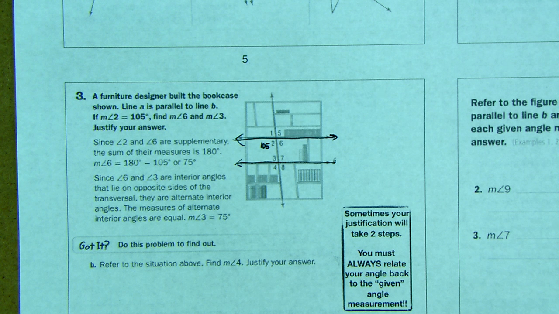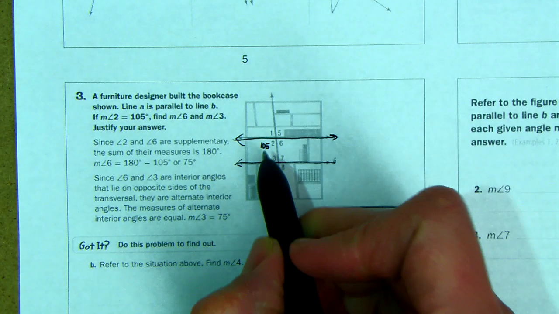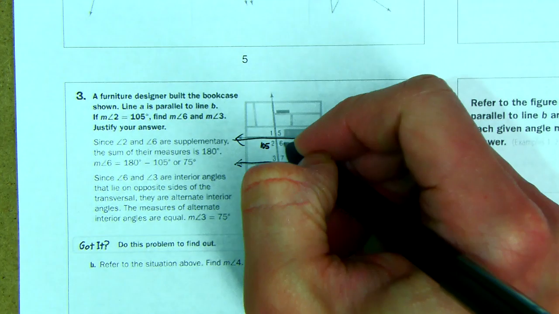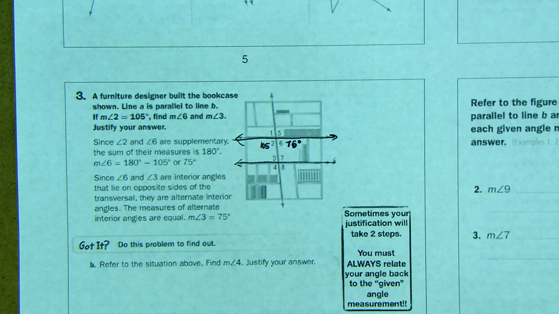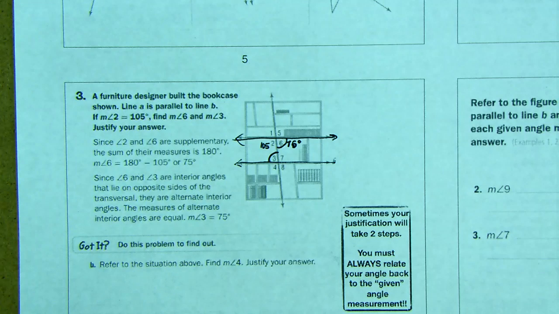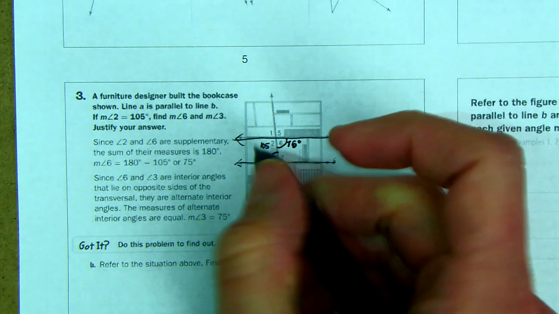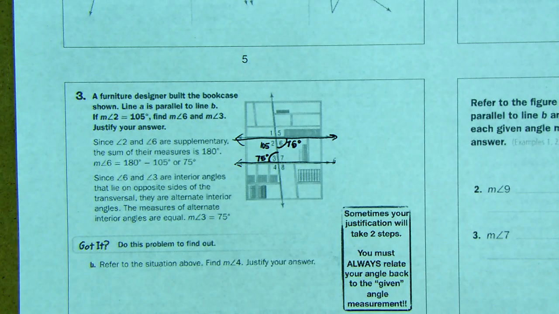For the measure of angle 6, angles 2 and 6 together make that straight line. So 180 take away 105 means angle 6 has got to be 75 degrees. Then, since angle 6 is 75 degrees, angle 6 and angle 8 are alternate interior angles, and when we have parallel lines, those are congruent, which means angle 3 is also 75 degrees.